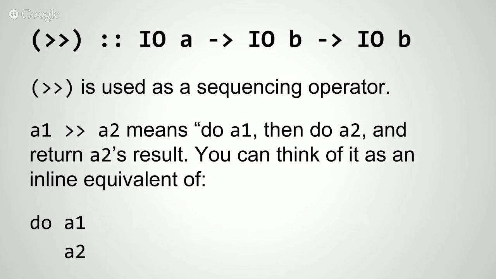This is the sequencing operator. This is a cousin of the bind that I showed you. I'm pointing it out because I used it in the lab 1 code. It essentially says do A1 and then do A2 and return A2's result. So you're still doing A1, you get all the side effects, but whatever A1 returns is just thrown away.